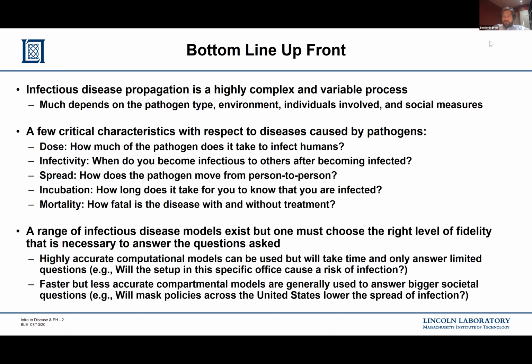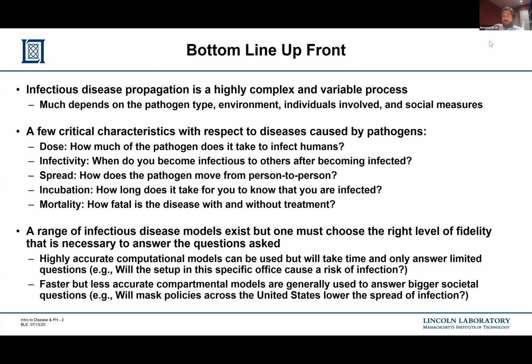Some critical questions that we're going to cover today and that lead into the modeling effort start with the dose it takes to become sick. If you are around somebody coughing directly into your face, you're going to get a larger dose of whatever they're infected with than if you're peripherally 20 feet away and a small particle moves across with the air system. Infectivity is a big issue. When are you infectious to others after you yourself have become infected?